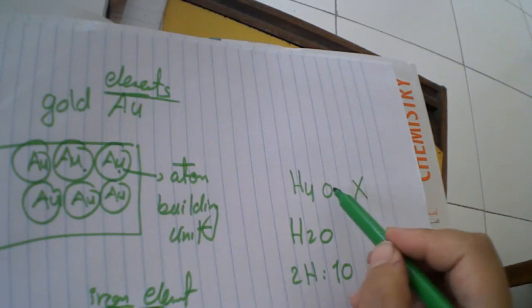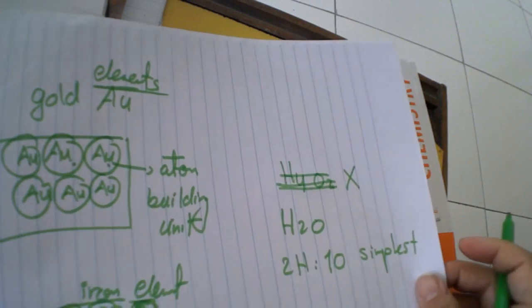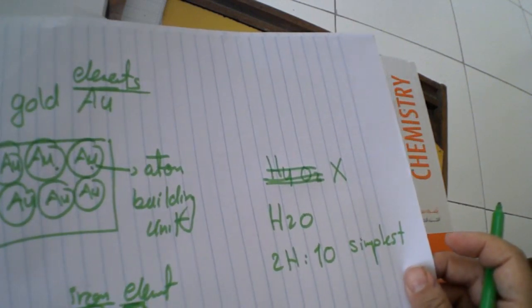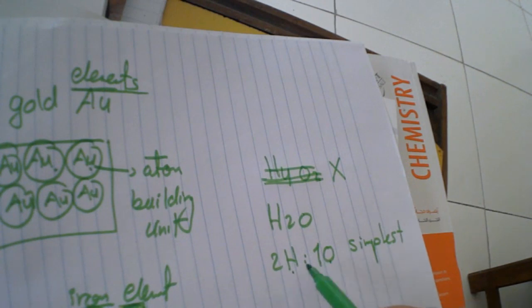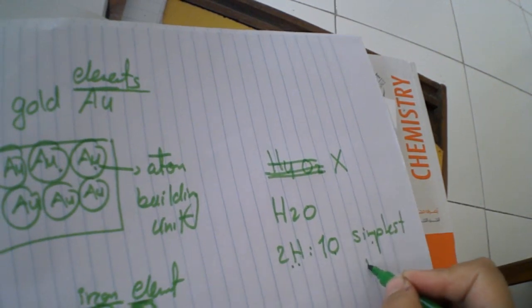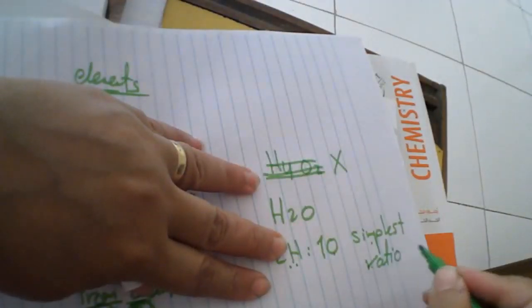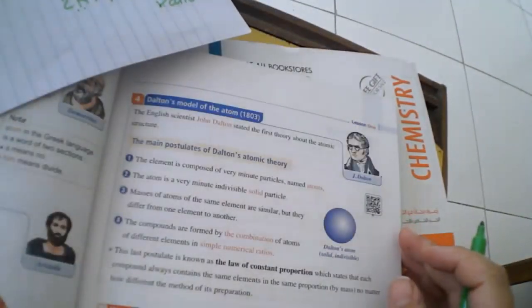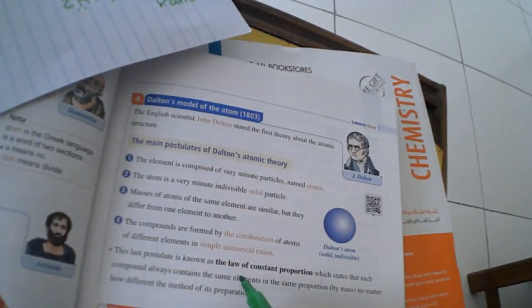We couldn't write the water in this form because, as I told you, Dalton said, in one of the postulates of the Dalton theory, that the compound is formed from different elements with the simplest ratio. Different elements with what? With the simplest ratio. Okay. Then this is the last postulate, known as the law of constant proportion. So what's meant by the law of constant proportion? It states that each compound formed from elements contains the same elements in the same proportion, but the mass of them goes through the simplest ratio, as I told you.